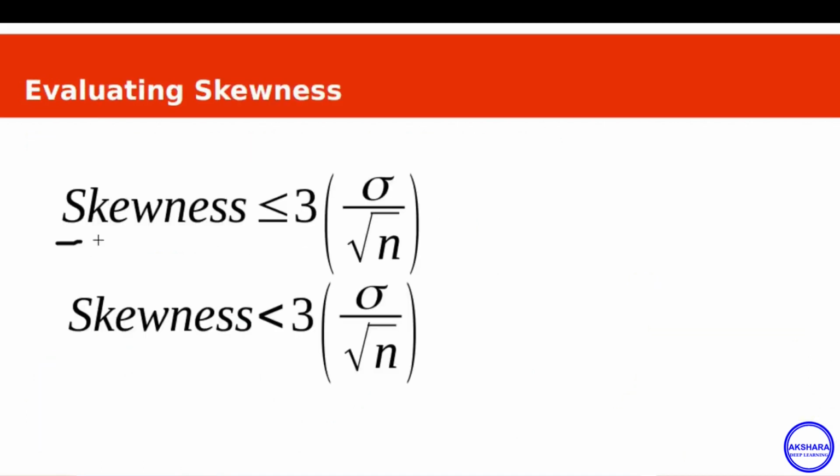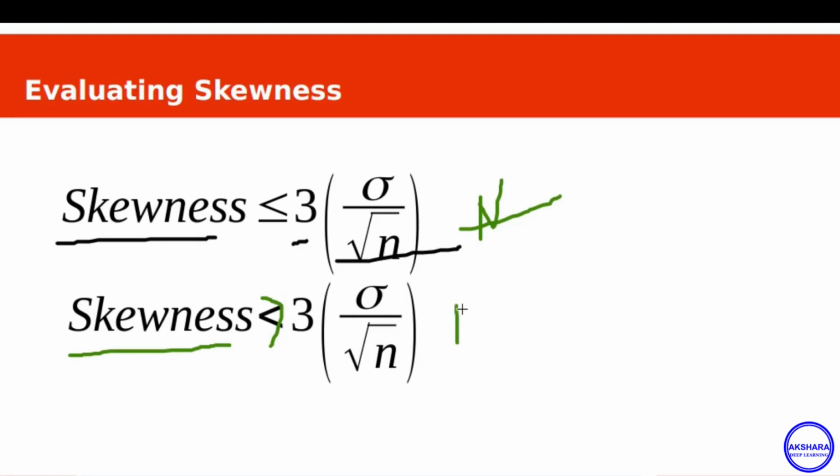If the absolute value of skewness is less than 3 times the standard error, then the distribution can be considered as normal distribution. If the skewness is greater than 3 times the standard error, then it cannot be considered as normal distribution.